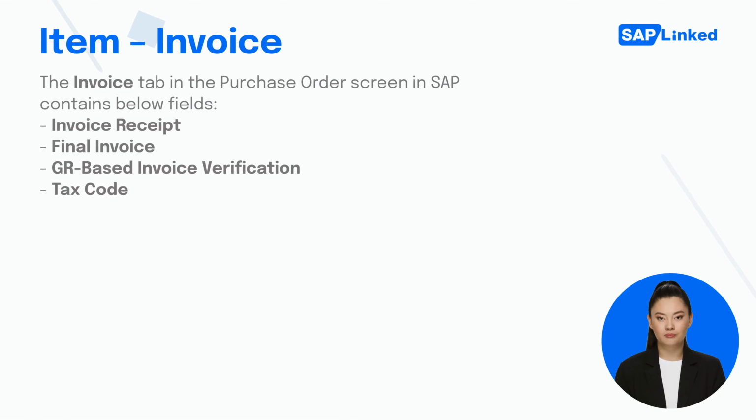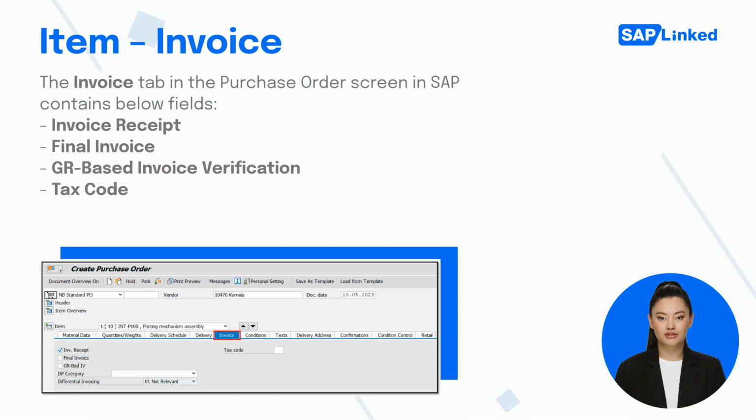The Invoice tab in the Purchase Order screen in SAP contains the below fields. The Invoice Receipt indicator indicates if an invoice receipt is connected to the purchase order item. If the indicator is not set, the goods are to be delivered without charge. The Final Invoice indicator signifies the receipt of the last vendor invoice for an item, or the expectation of no further invoices. GR-based invoice verification: indicator specifying that provision has been made for goods receipt-based invoice verification for a purchase order item or invoice item.